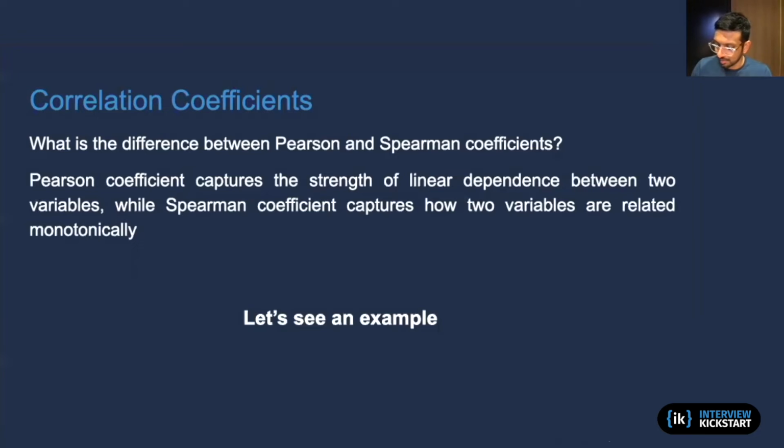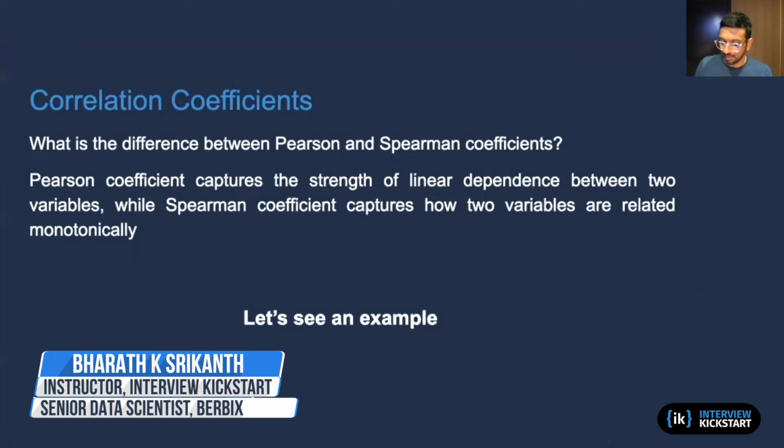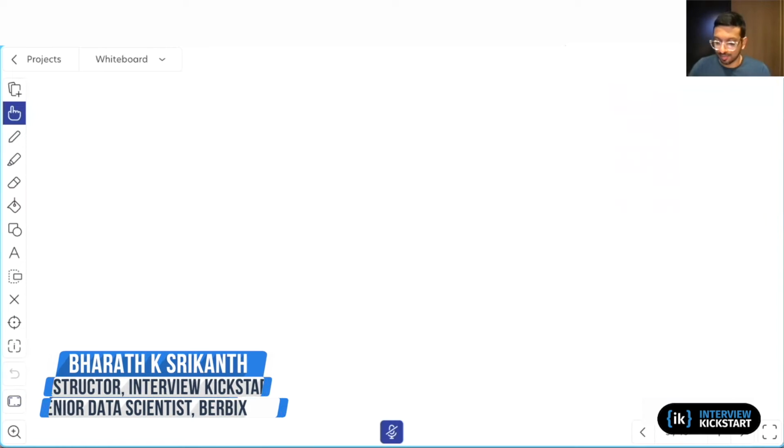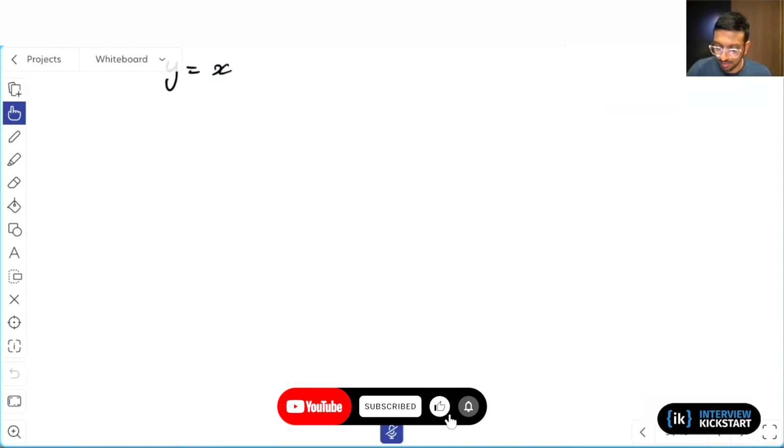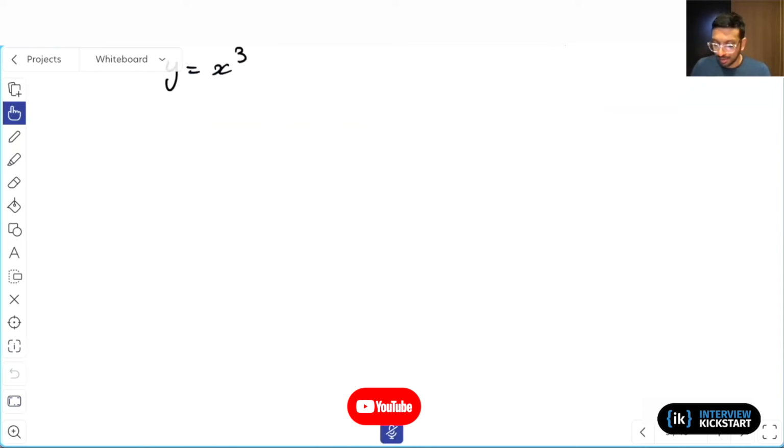So let's illustrate this a little bit better. To keep it simple, let's take a rather simple function, y is equal to x cubed. And let's take a few different values of this, for x and y.